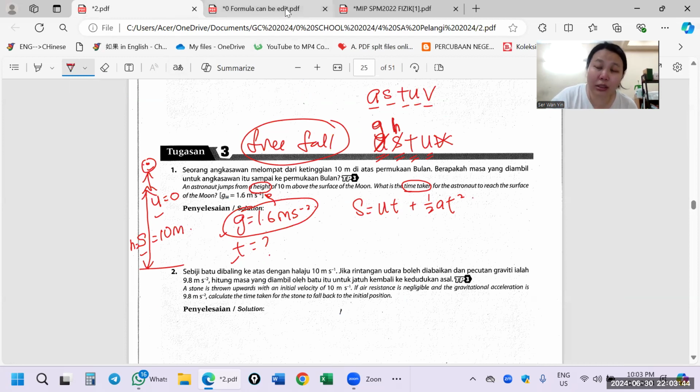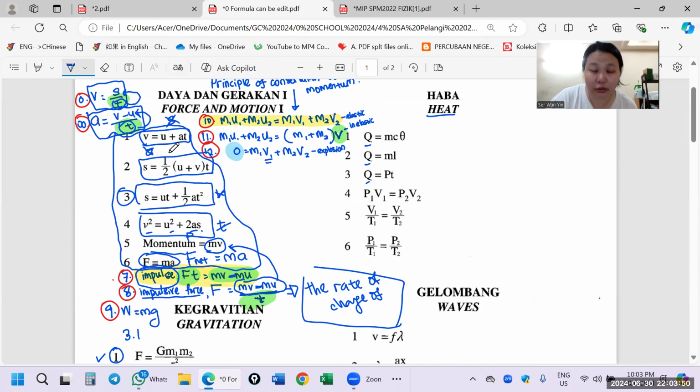Free fall must be related to gravitational acceleration. So the formula not related to gravitational acceleration, number 2, is not used for free fall. It is a linear equation for motion, but number 2 doesn't have gravitational acceleration, so it is not applied in free fall.